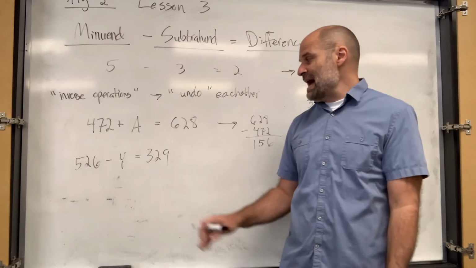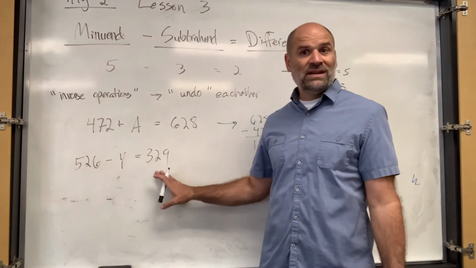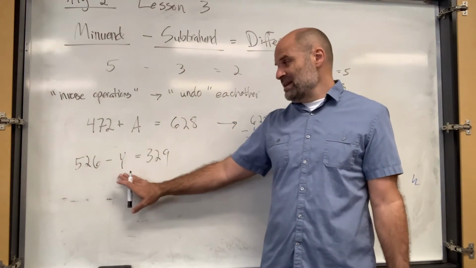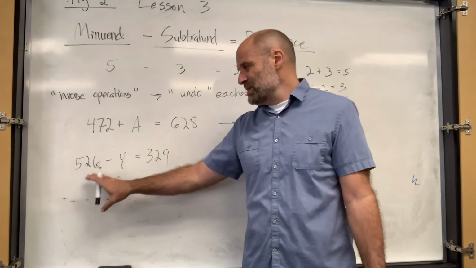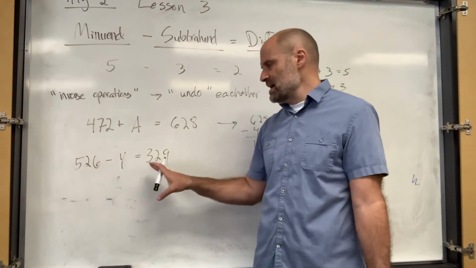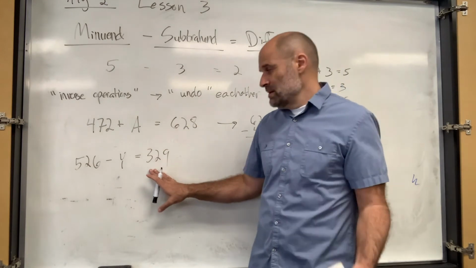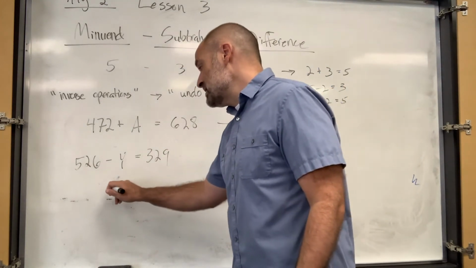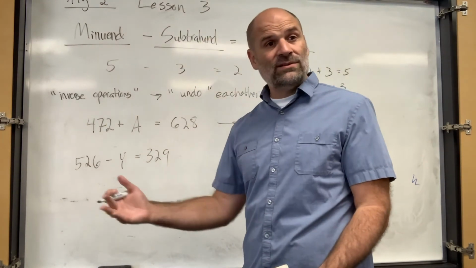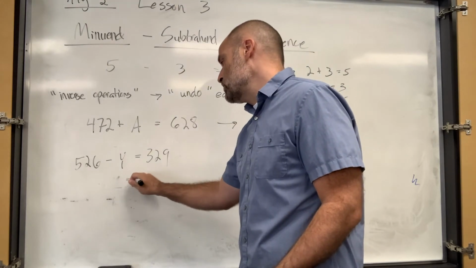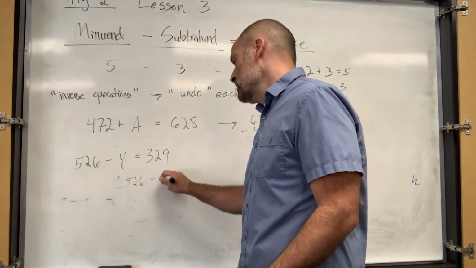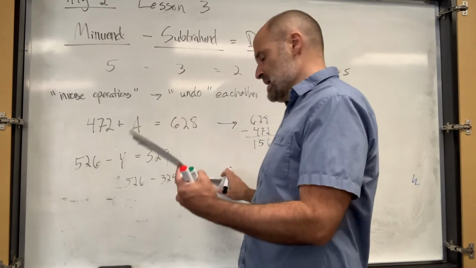Yeah, so the knee-jerk reaction is to say, oh, the opposite of subtraction is addition. But what happens when you add 500-ish plus 300-ish? You get 800-ish, too big a number, and trying to subtract 800-ish from 500-ish is not going to give you that. Okay? So addition is not the solution. This is another subtraction problem. So this is 526 minus 329. And what does that equal?